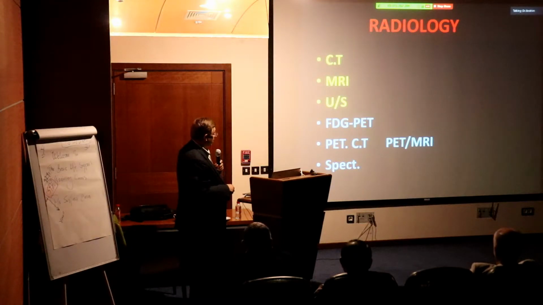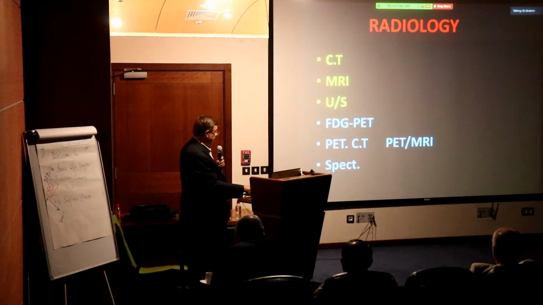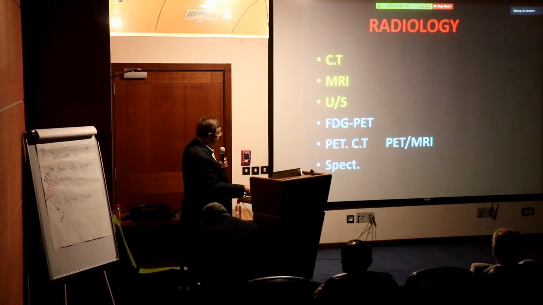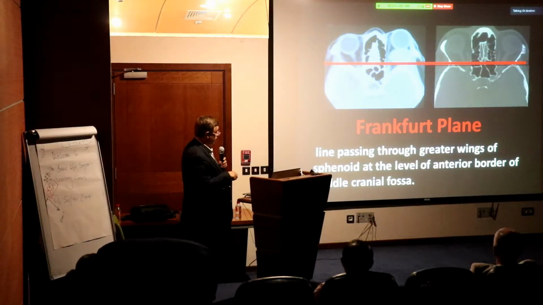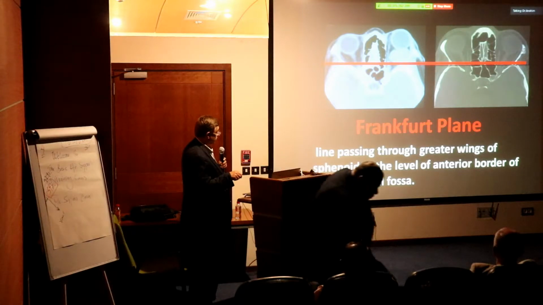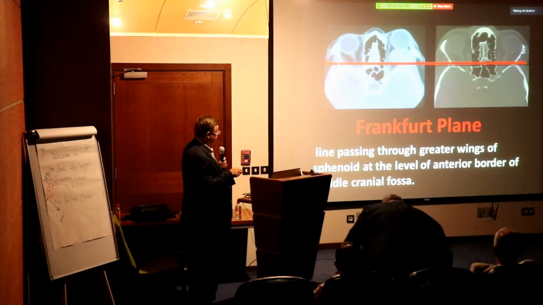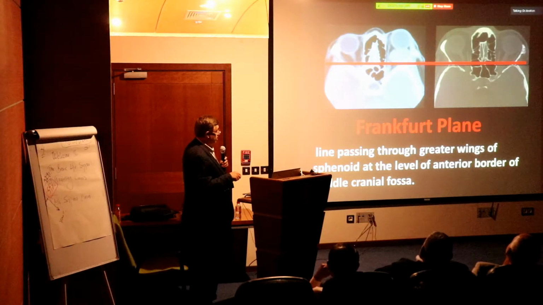What about the radiology of the cavernomas? CT, MRI, ultrasound, FDG-PET, PET scan, and SPECT. There is something called the Frankfurt line or Frankfurt plane. This is the middle fossa, anterior edge. This is the greater wing of the sphenoid. If you draw a line like this, here you are in the apex of the orbit, here you are not in the apex. This is the most difficult part of the orbit to operate, the orbital apex. The rest here is easier than this one.